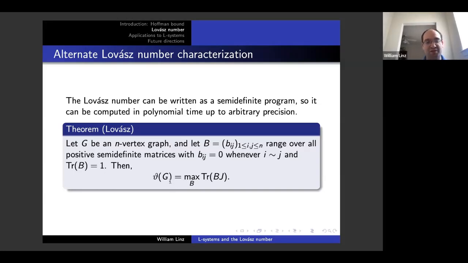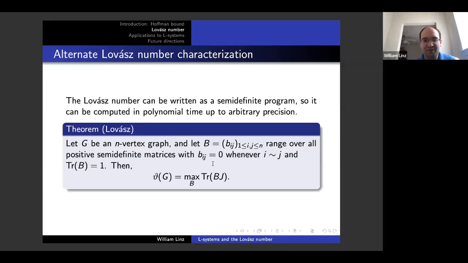Then another equivalent way to define the Lovász number is it's the maximum, over all these positive semi-definite matrices subject to these conditions, of the trace of B times the all ones matrix J. So this writes it as a semi-definite program, which again means that it's computable in polynomial time up to arbitrary precision, which is nice when the other two quantities it's bounding are both very hard to compute in general.